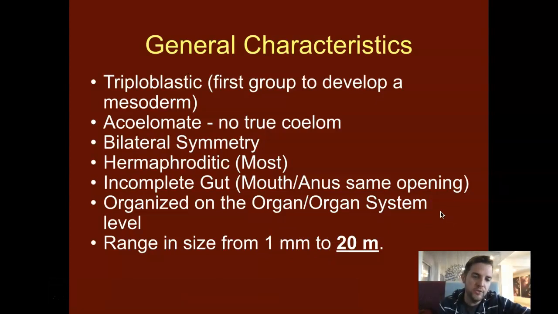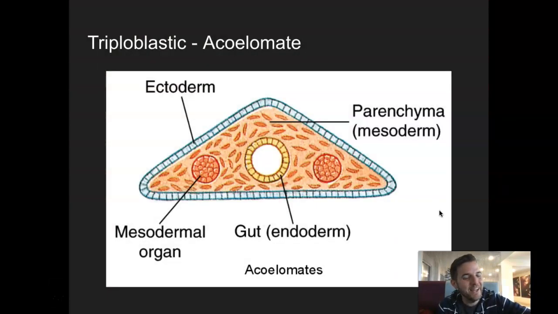Those are the tapeworms. Anyways, so when we talked about being triploblastic, like I said, we have our ectoderm, we have our endoderm or the gut, and then we have the mesoderm. That's going to be all of this kind of orangey area.